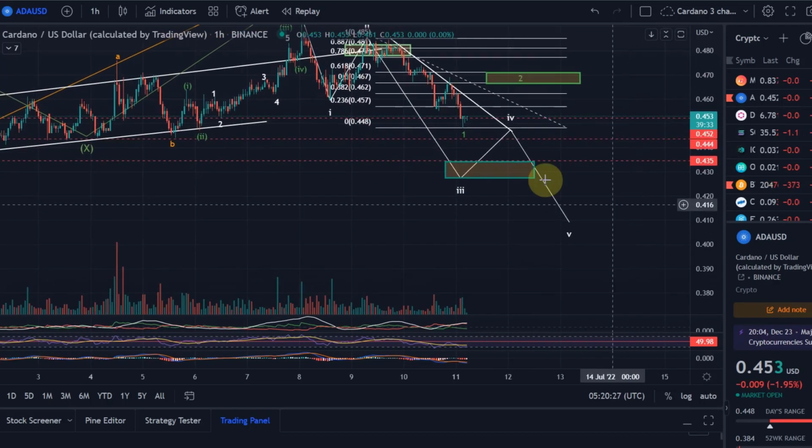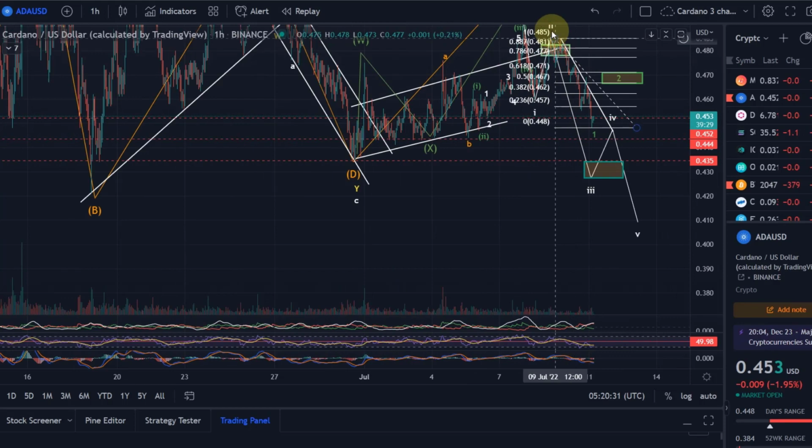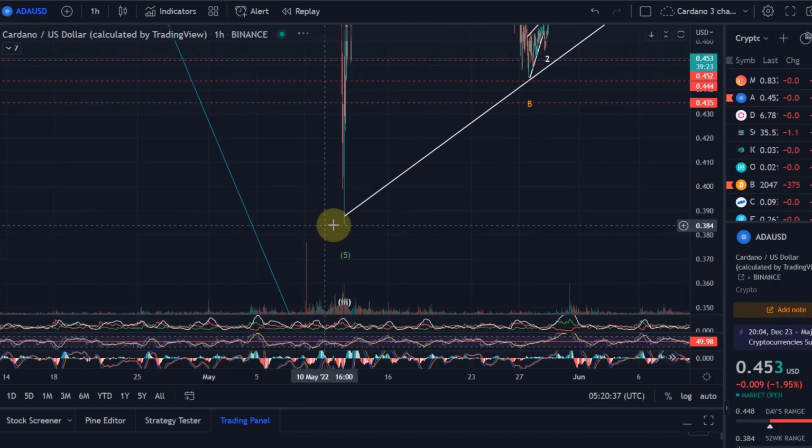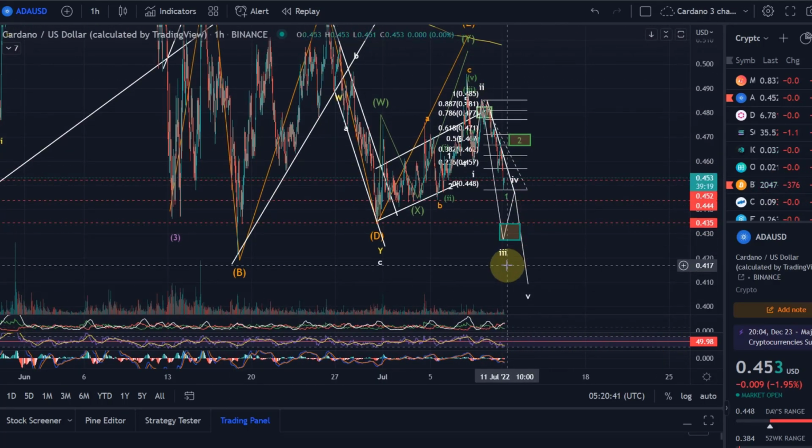Which makes sense, because just by adhering to the normal extensions, we're probably not going to get below 38.5 cents in this white 5 wave move down, which we need to do in this last wave to the downside. So yeah, it's a quick update here about ADA.